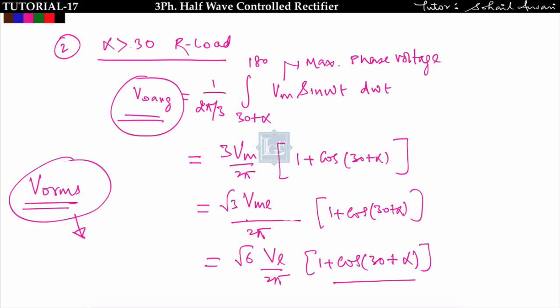However, for the GATE exam, RMS output voltage is not important. That's why I am not deriving it. You only have to know the average output voltage. Got it? Now take the third point.